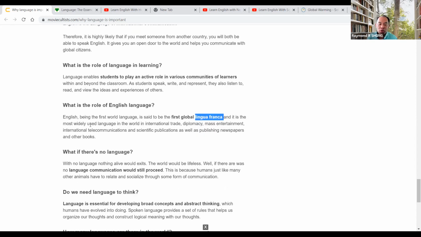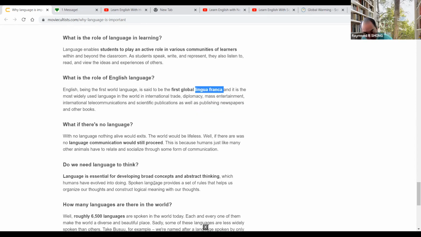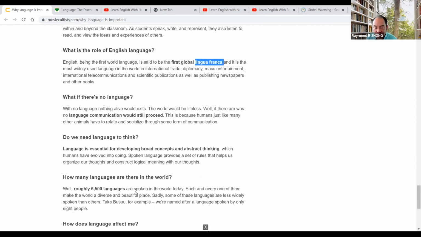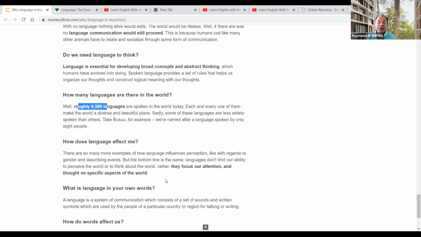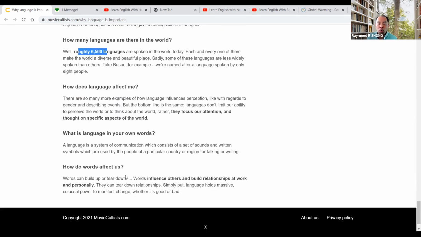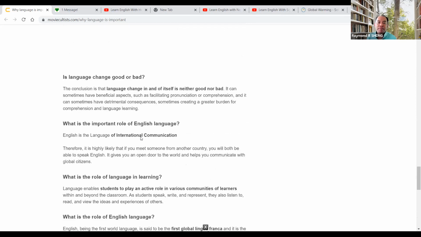Okay? So do you need language to think? Yes, of course we need language to think. How many languages are there? 6,500. By right, it's 7,000 languages. And how does language affect me? It affects you in many ways. One of the ways is to draw your attention, to write better, to understand better. And of course, like what Kaden said, English language will help you find good job opportunities. And it is true. How do words affect us? Some words will make you more motivated. Some words will be very negative, will make you very sad. So it depends on the choice of words and language.